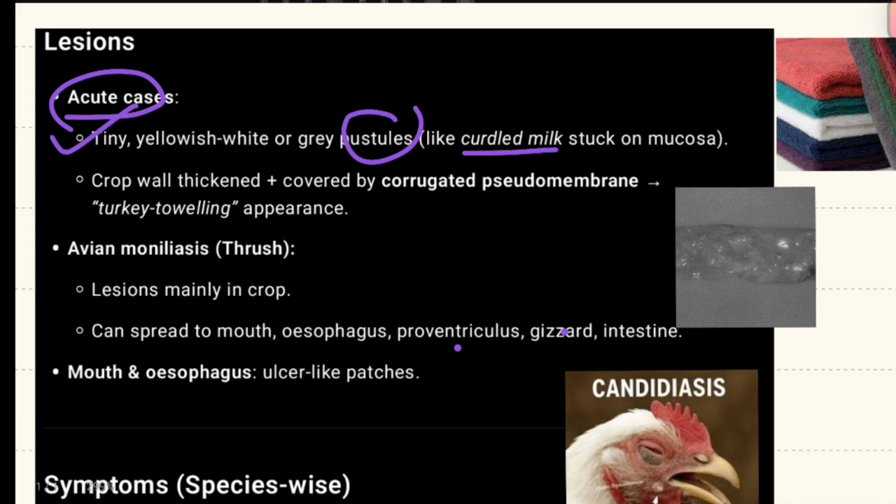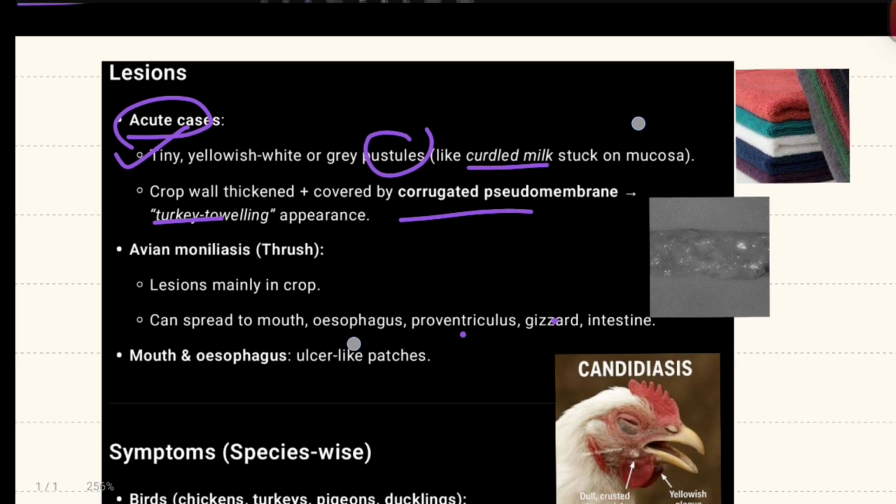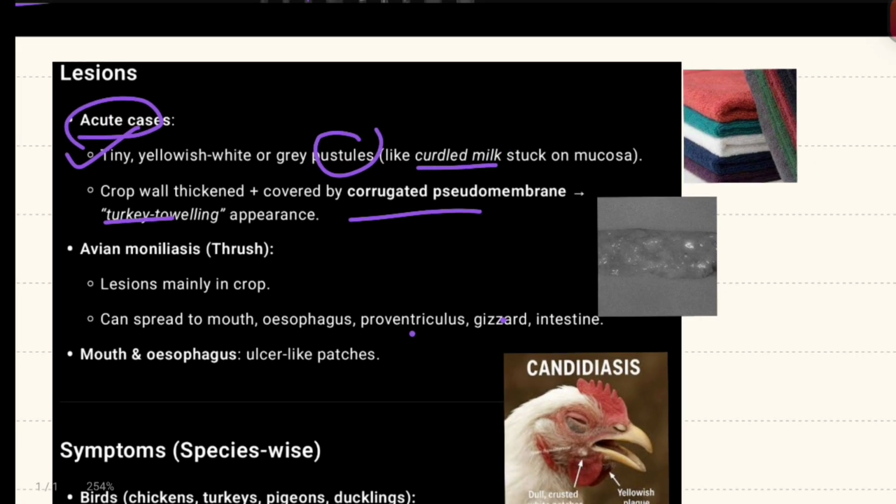And when it comes to birds, the wall of the crop will get thickened, and it is covered by a corrugated membrane. So this looks like a turkey towel. Therefore this lesion in the crop affected with Candida albicans is called a turkey toweling appearance. So this is a very important point. Several examinations have asked this question.